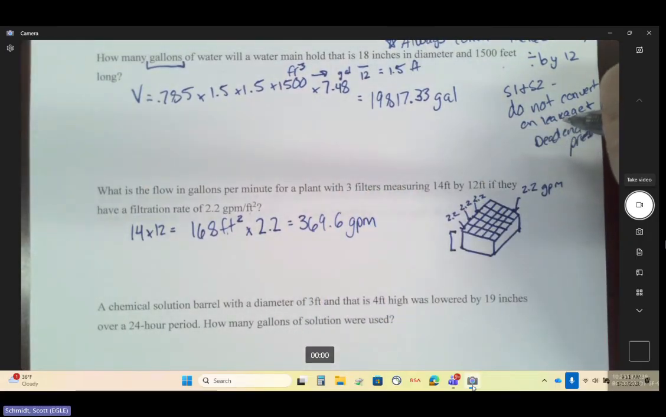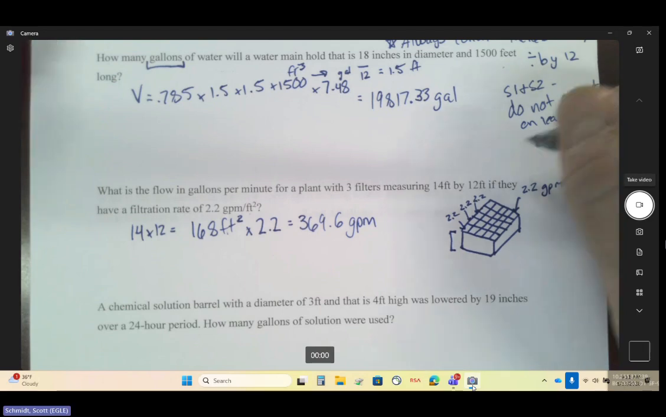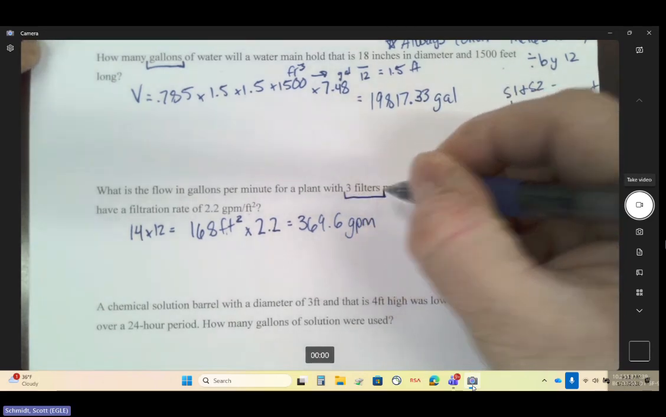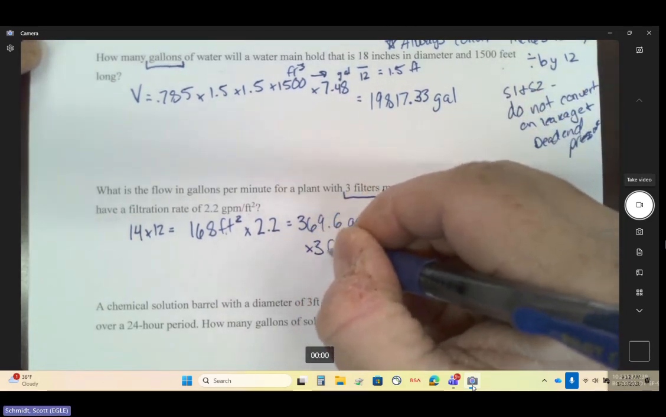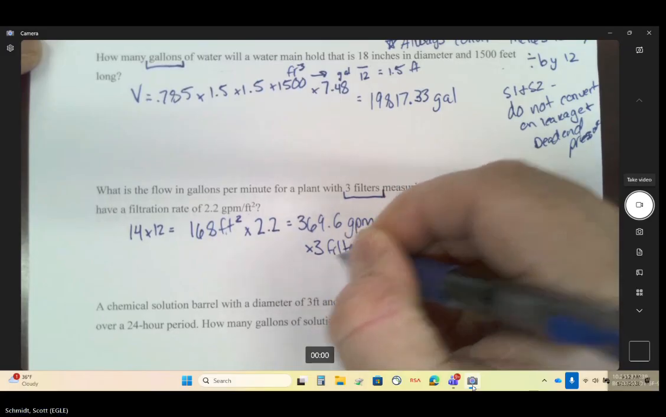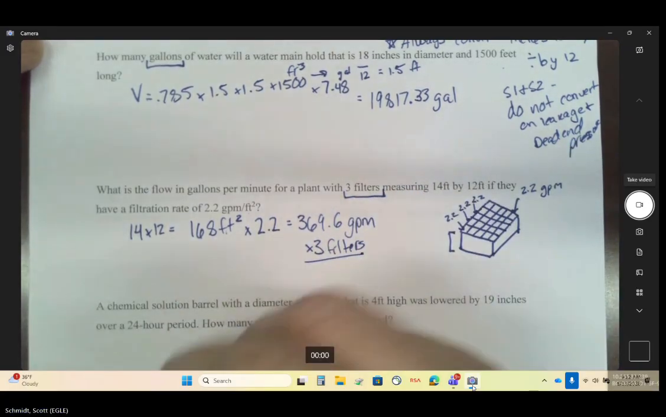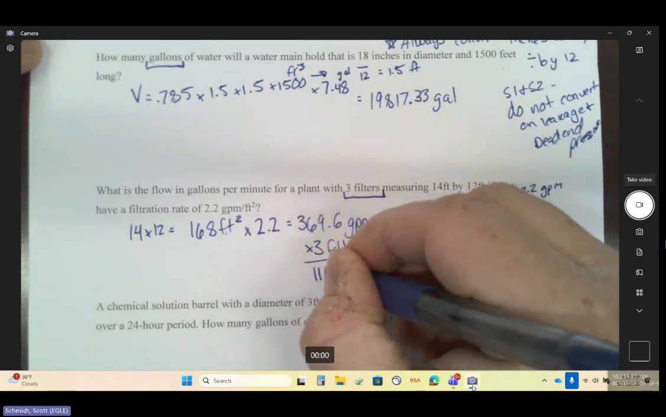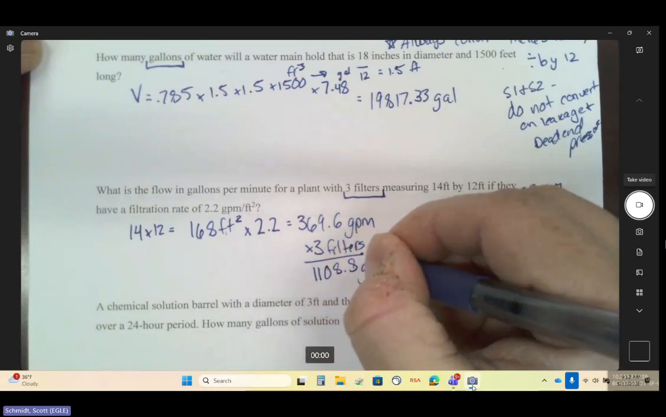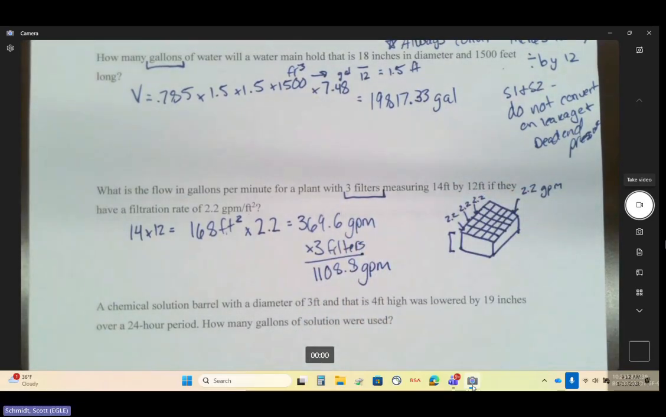So the filter's acting as a pump. But wait, am I done? No, because it says we have how many filters? So we got to times that by the 3 filters to give me 1,108.8 gallons per minute. So it's really not all that bad.